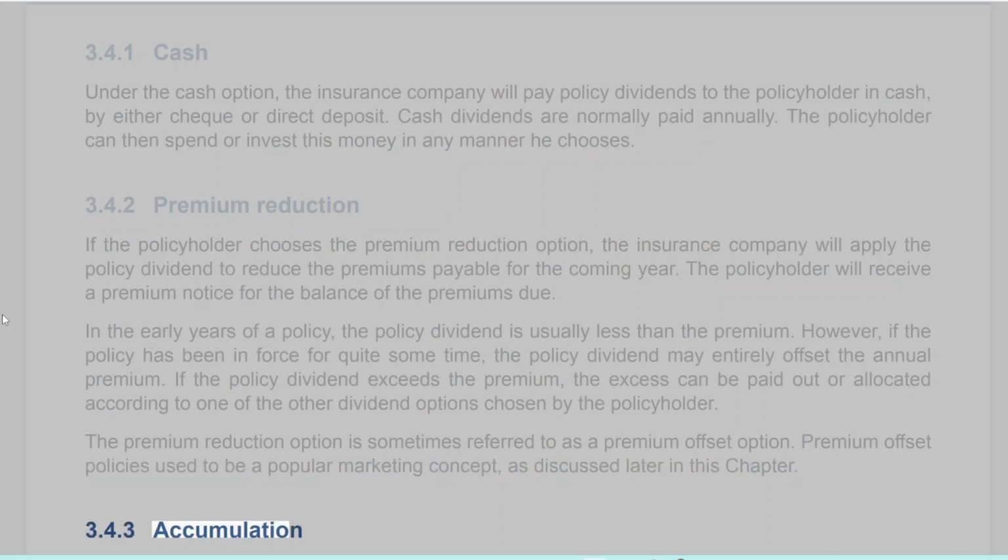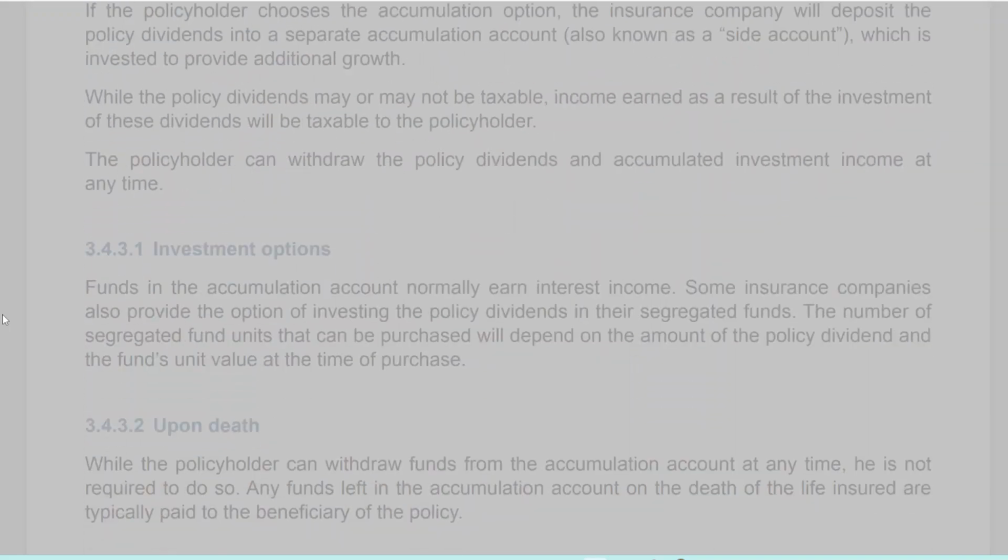3.4.3 Accumulation. If the policyholder chooses the accumulation option, the insurance company will deposit the policy dividends into a separate accumulation account, also known as a side account, which is invested to provide additional growth. While the policy dividends may or may not be taxable, income earned as a result of the investment of these dividends will be taxable to the policyholder. The policyholder can withdraw the policy dividends and accumulated investment income at any time.